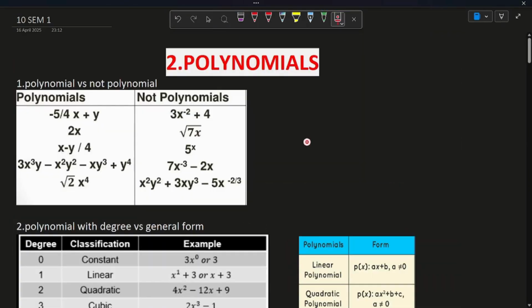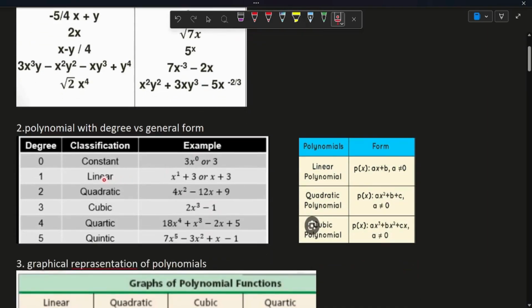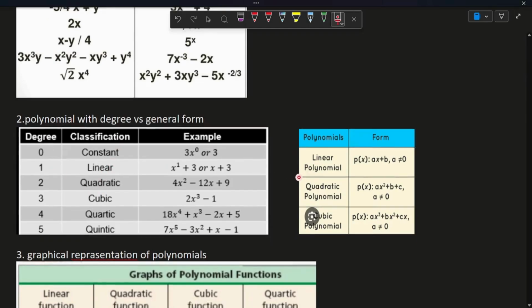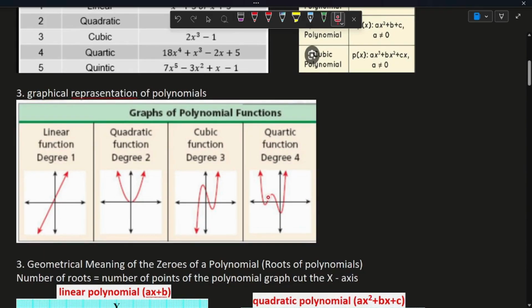In the polynomial class, we discussed the conditions to be satisfied to call something a polynomial, and the conditions under which it is not a polynomial. Also, we discussed the type or name of a polynomial, whether it is linear, quadratic, or cubic, based on degree, and the graphical representation of polynomials. A linear polynomial always gives a straight line, and a quadratic polynomial always gives a U-shape or parabola. It can be a reversed U or reversed parabola also.